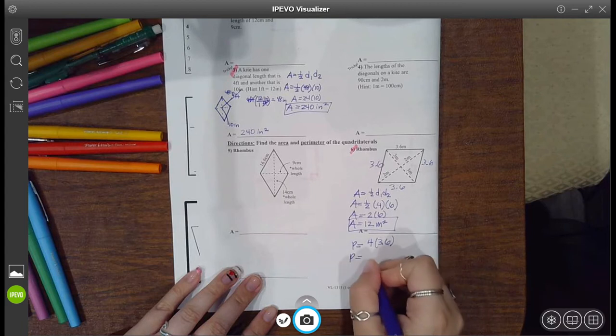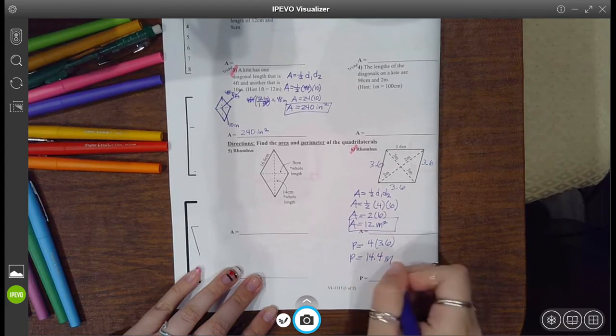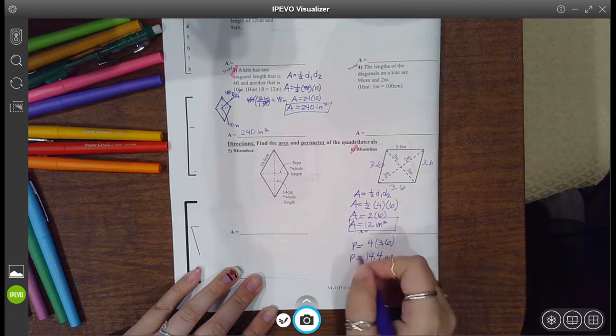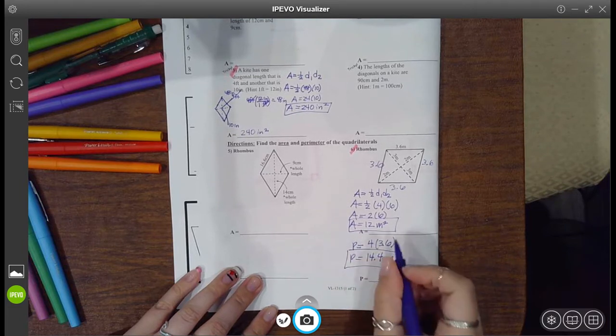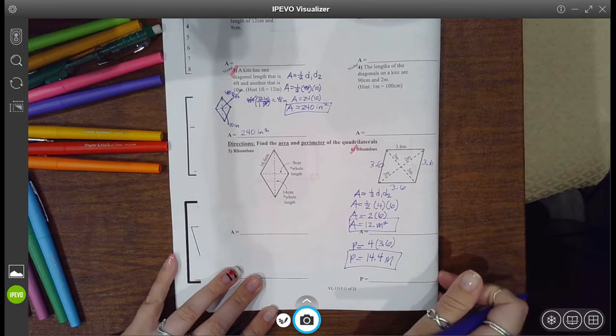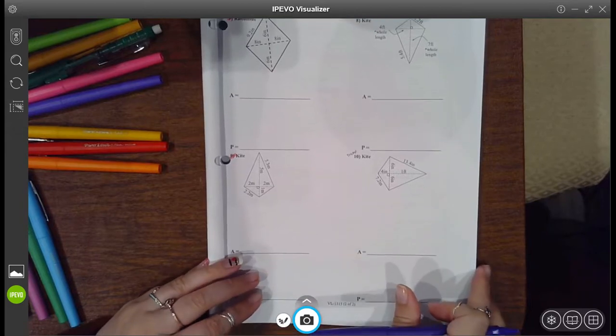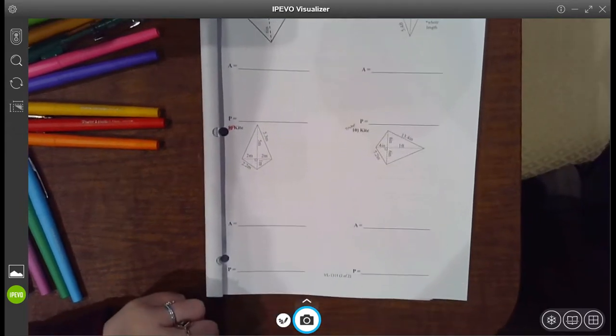What did you get? 14.4. And is it meters or meters squared? Just meters. Perimeter is meters. Area is always meters squared, or your unit squared. All right, one more that we'll do together. We'll do where we have to find the area and perimeter of a kite.